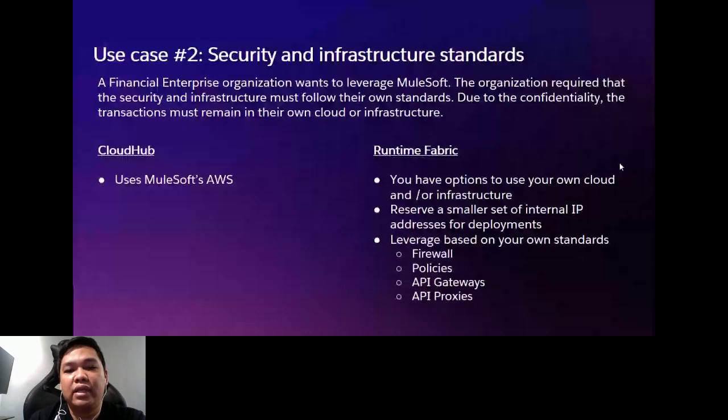For the Runtime Fabric, of course, you have the option to choose your own cloud or infrastructure. So if you have your own AWS, you just install Runtime Fabric within it. And of course, you reserve a smaller set of internal IP addresses for deployment. Since it's within your network, you don't need to open a lot of ports, so it's less vulnerable. And we know how strict clients are, especially when we are requesting to open more ports. It's really hard to request that. And of course, it leverages your own standards. So if your organization has its own preferences in terms of firewall policies, API gateways, and proxies, then probably this is suitable for you.